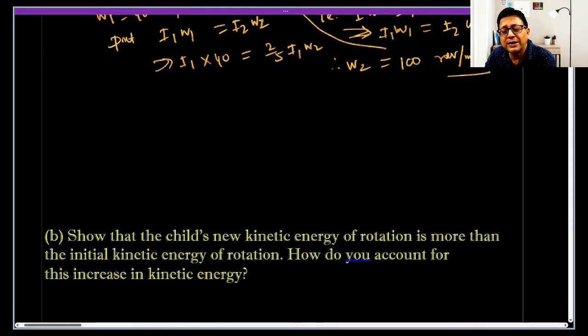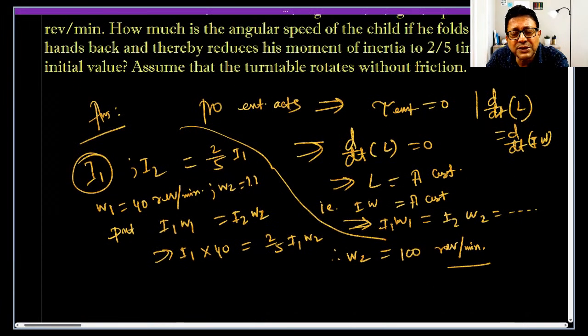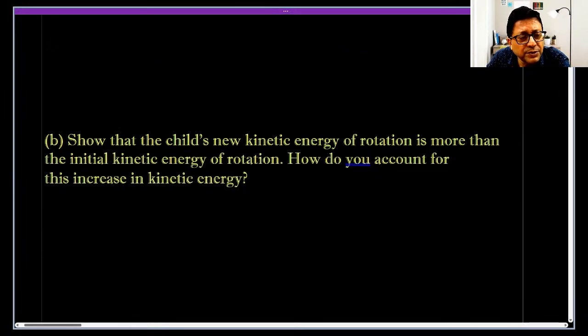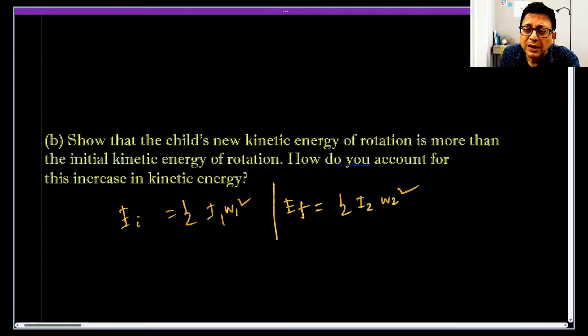State that the child's new kinetic energy of rotation is more than the initial kinetic energy of rotation. How do I account for the increase in kinetic energy? Very easy. The rotational kinetic energy of a rigid body formula, we can use it here. Okay? So what is the initial rotational kinetic energy? EI is half I omega square, and EF is half I2 omega 2 square. Okay?